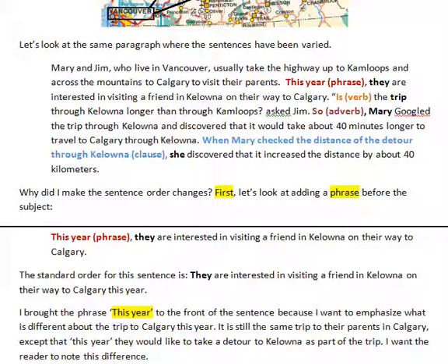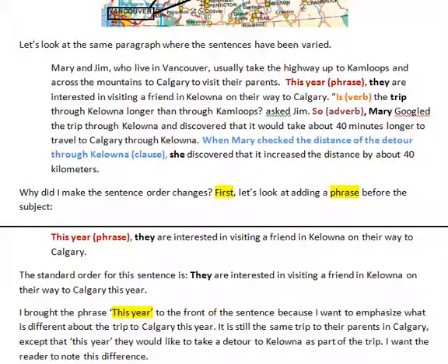Let's read the same paragraph where the sentences have been varied. Mary and Jim, who live in Vancouver, usually take the highway up to Kamloops and across the mountains to Calgary to visit their parents. This year, phrase, they are interested in visiting a friend in Kelowna on their way to Calgary. Is, verb, the trip through Kelowna longer than through Kamloops?